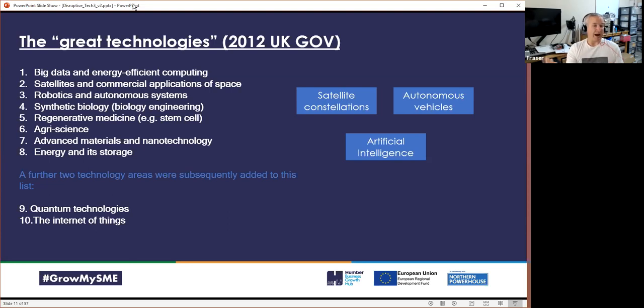So quite a rounded set, I think you'll agree, of technologies provided by the government, and they had plans there for investing in the research around each of these. The 2 they added later on, quantum, which I've got a whole section on for you because there are some amazing applications for quantum, or quantum 2.0 to be precise, and then the Internet of Things, which is about internet-connected sensors or devices.